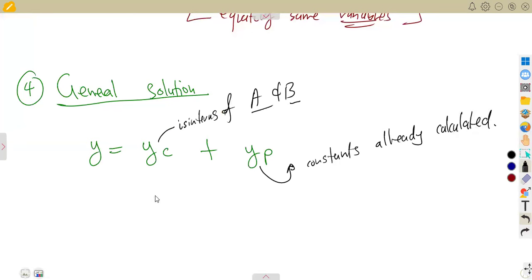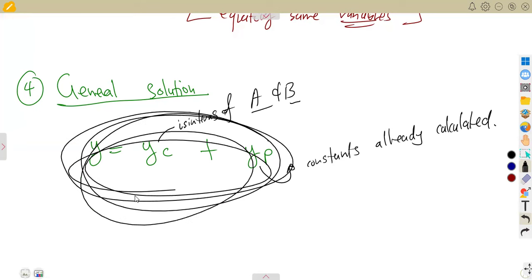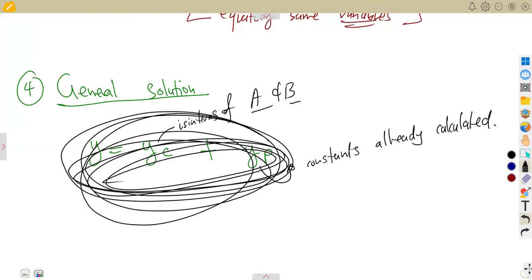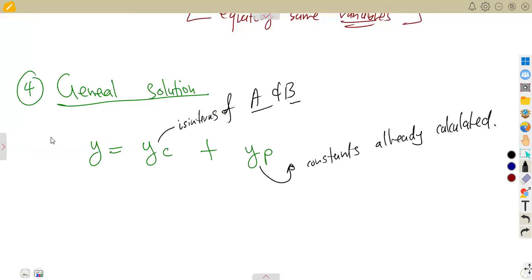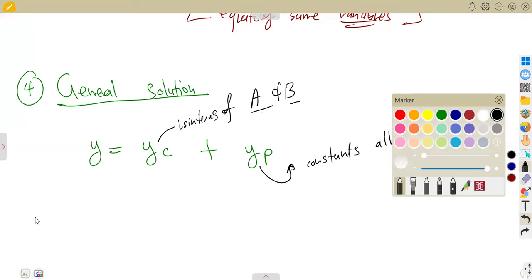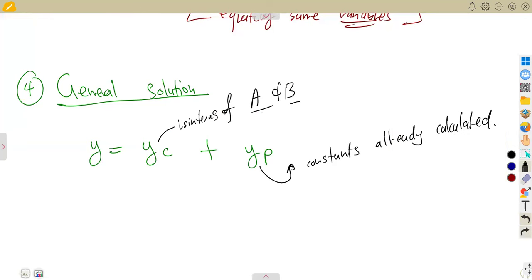So it means that this part of y that we are seeing, which is our general solution, is just left with A and B as constants to be found. So we have to calculate A and B now. The calculating of A and B brings us where? To the particular solution.